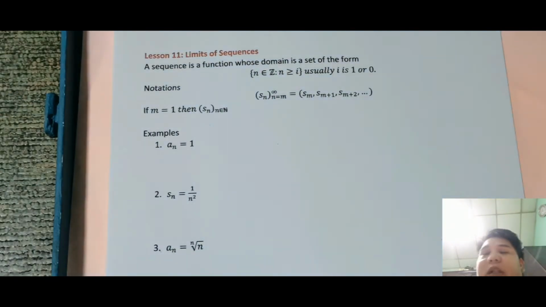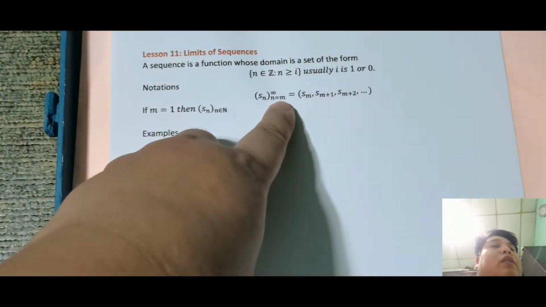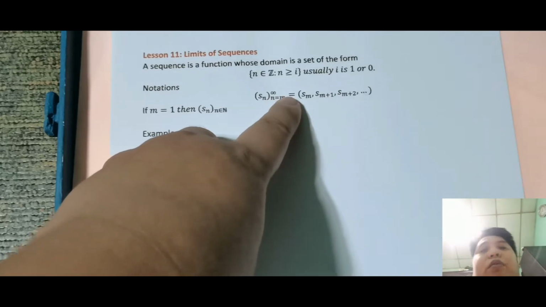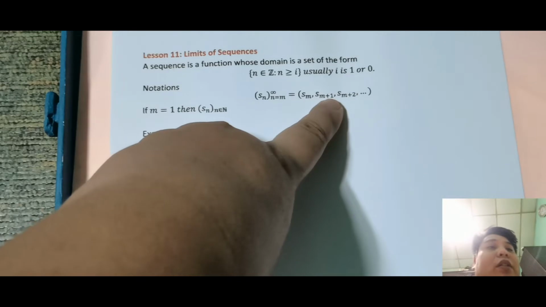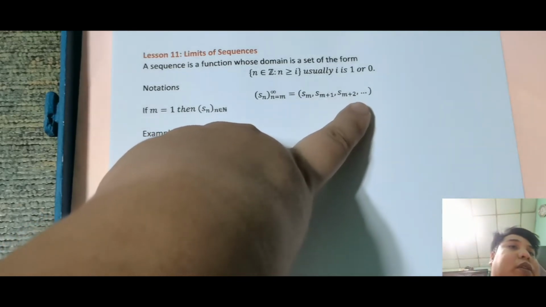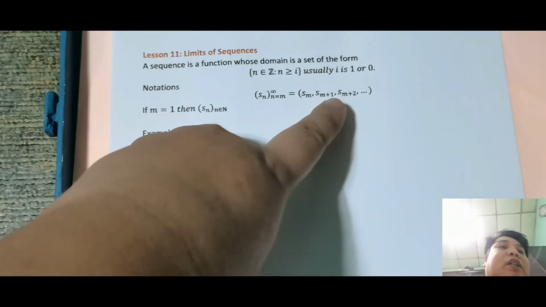So may nakikita kami na sequence na nag-i-start sa 0 term. So kung A sub 0, may nakikita ka usually na sequence A sub 1 or S sub 1. So S sub 1, S sub 0. So yun yung mga usually na nag-i-start yung ating sequence. So ito yung mga notation ng ating sequence. So notation, S sub n for n is equal to m up to infinity is equal to the sequence S sub m, S sub m plus 1, S sub m plus 2, and so forth. Okay, so ayun yung mga first term, second term, third term ng ating sequence.